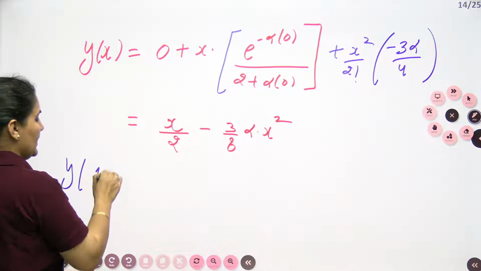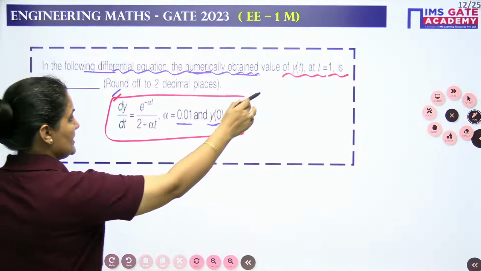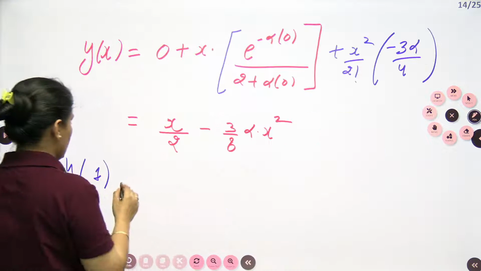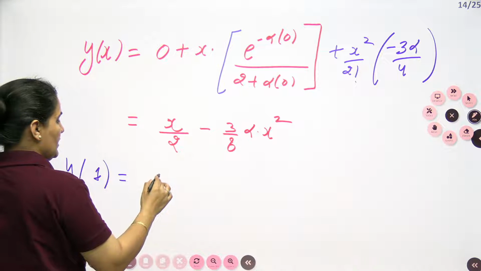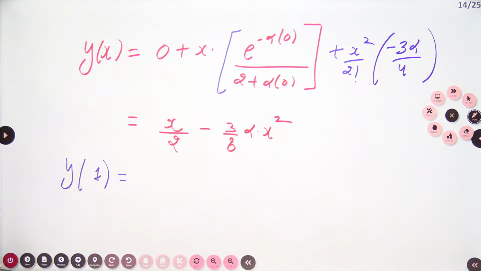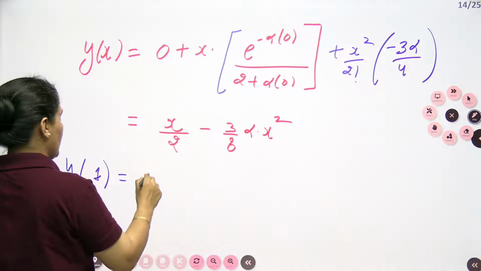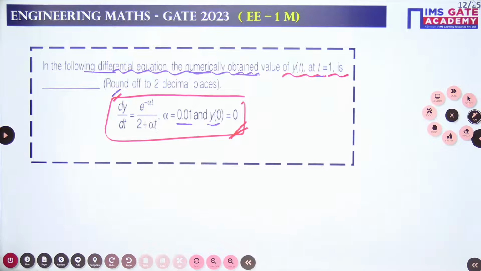So I will put here the value of the function. First of all, we will put x equals 1, because it is asking at t equals 1. So we will put x or t equals 1. So at t equals 1, the value will be 0.5. You can write down the value. At t equals 1, the value of the function is 1.